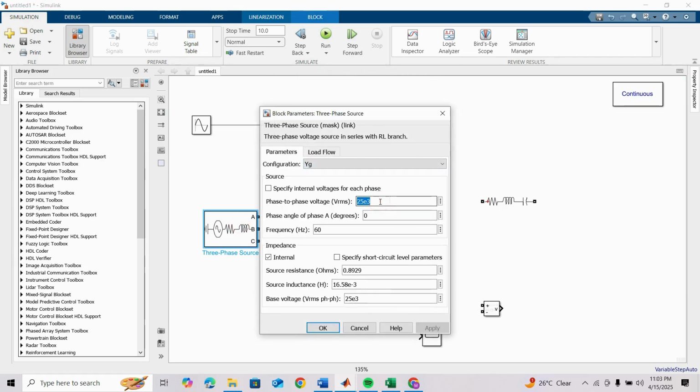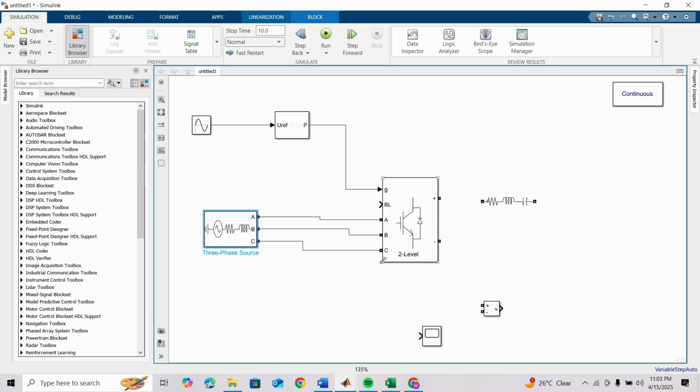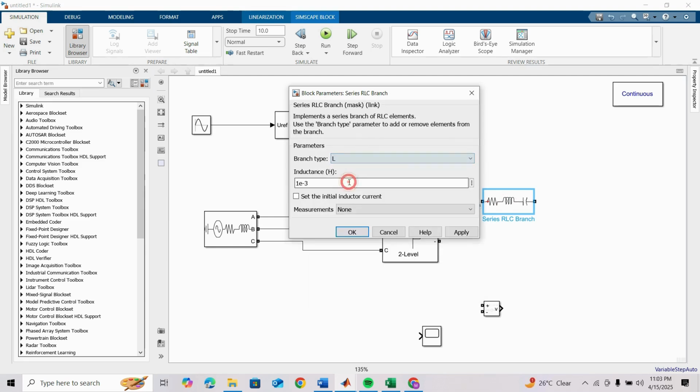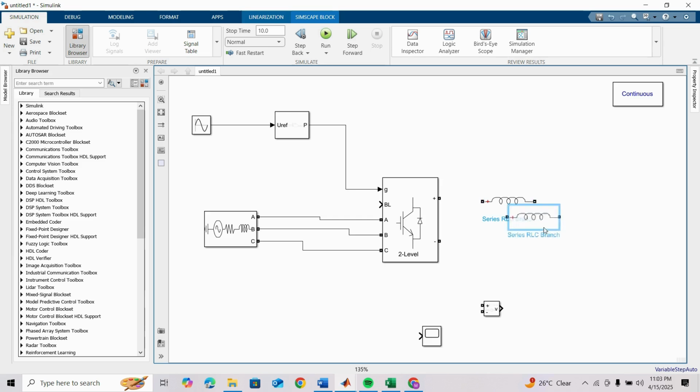I'm taking the phase voltage as 415 and frequency 50 Hz. Click OK, and then finally in the RLC branch I want to set an LC filter. The inductance will be 10E minus 3, and we need a capacitor.